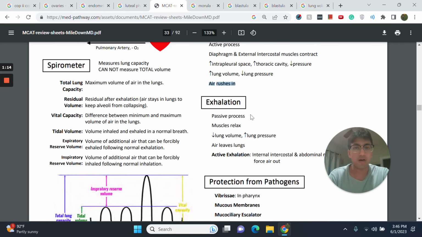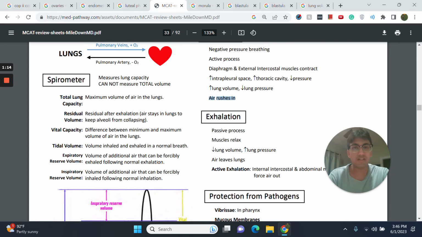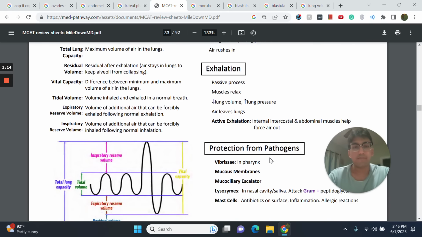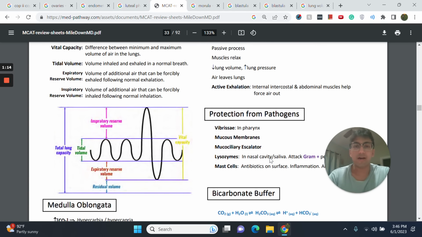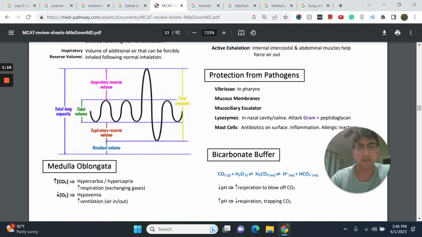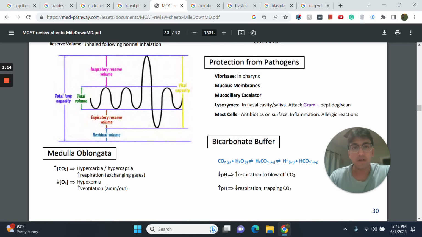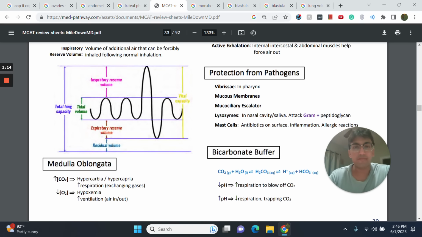Exhalation is the exact opposite process. The only thing is that inhalation is an active process where I'm contracting, and exhalation is a passive process where all I'm doing is just relaxing my muscles. There's less volume in the lungs, and so there's greater pressure, and so the air is rushing out. And sometimes I have to do active exhalation where I have to use all of my muscles to really force myself to exhale the air, and that can happen in a couple of different diseases, or if I'm really trying to get rid of the air.